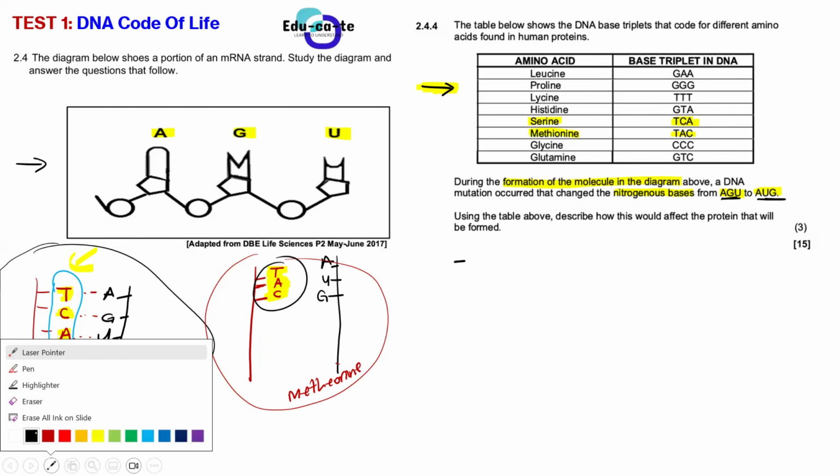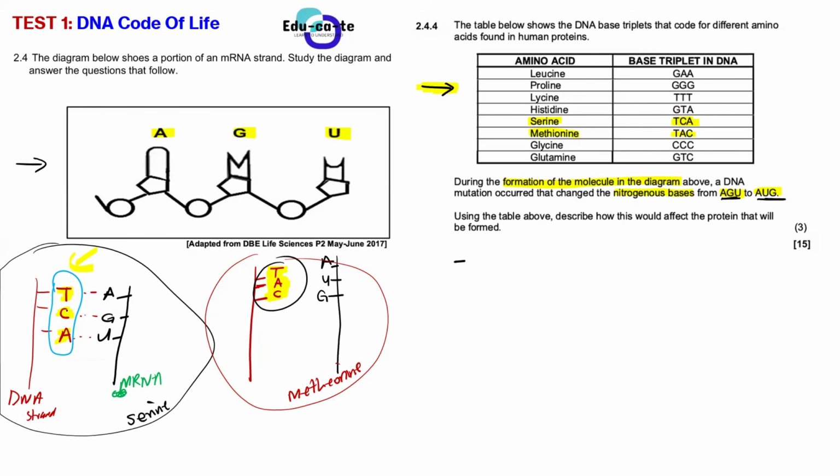So it means that in this case, we have adenine and cytosine swapped positions. So now you can explain that and say adenine and cytosine on the DNA strand have swapped positions. So adenine is now in the place of cytosine and cytosine in the place of adenine. Now this means that our DNA-based triplet has changed from TCA to TAC.